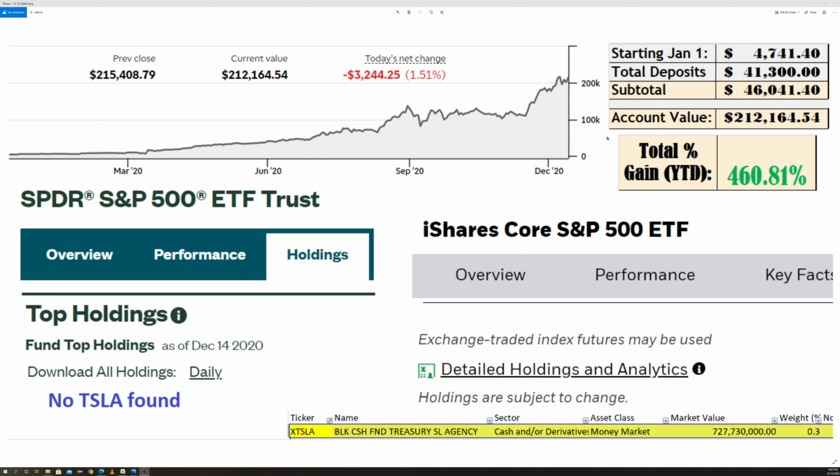Okay, so let's go into the two holdings. And they usually have a section where you can download their daily holdings, as shown here on the SPDR S&P 500, and then the iShares S&P 500. I think these are probably the two better named S&P 500 ETFs. Okay, so let's go ahead and look at those.